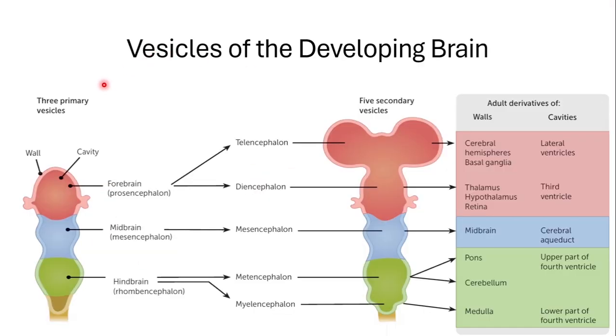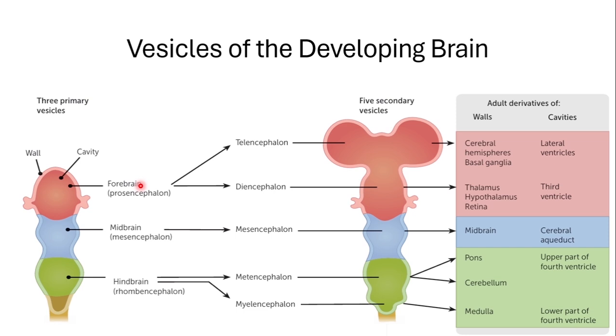Now let's talk a little bit about the 3 primary vesicles that we mentioned in the last lecture. We basically said that there are 3 primary vesicles from which the brain develops. There are the forebrain, midbrain, and hindbrain. They have other names. The forebrain is called the prosencephalon, the midbrain is the mesencephalon, and the hindbrain is the rhombencephalon. Those 3 primary vesicles then develop into 5 secondary vesicles. And those 5 secondary vesicles provide us with our brain, okay?